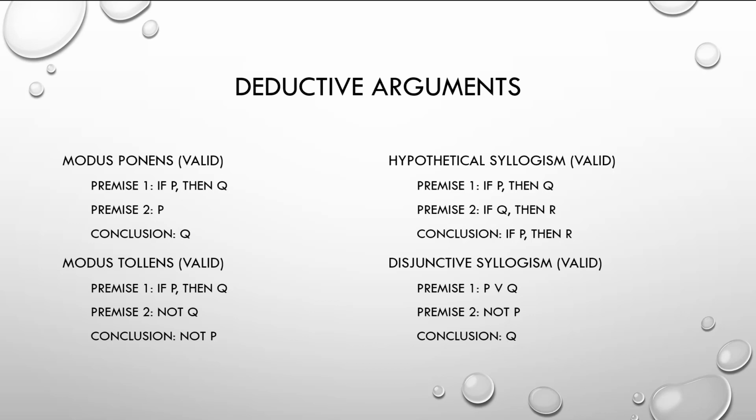The disjunctive syllogism, also a valid one. Premise 1, P or Q. Premise 2, not P. Conclusion, Q. For example, premise 1, Bill can lose weight through surgery or diet and exercise. Premise 2, Bill decided not to diet or exercise. Conclusion, Bill has decided to lose weight through surgery.